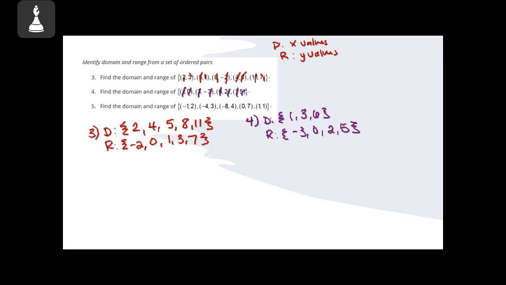And we can do the same thing with the last problem, number 5, domain and range. So smallest is -8, then -4, -1, 0, and 1. And the y values, the smallest, we've got 1, 2, 3, 4, and then 7.